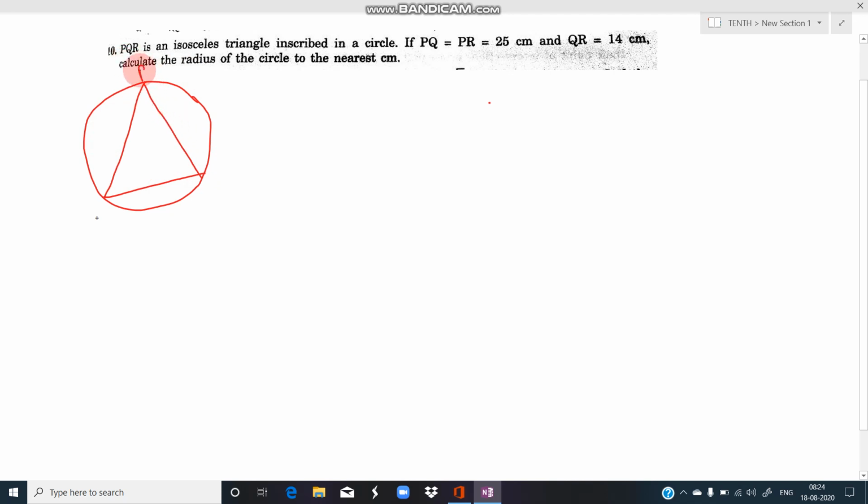The triangle is PQR. Let us take it this way. Then we are given PQ is 25, PR is 25, and QR is 14 centimeter. So if I'm making the figure like this, that is a triangle, and I'm making a circle inside it, this is wrong. So here the circle is inscribed in a triangle, but in this a triangle is inscribed in a circle. Now the question is we have to find the radius of this circle.